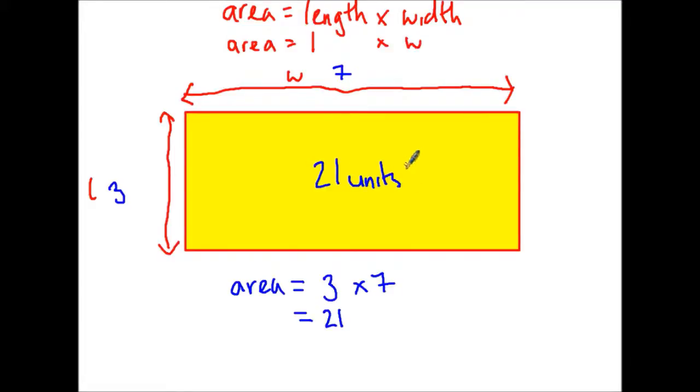As we haven't been given units, I'm simply going to write units. And if we remember back to when we counted squares, it's going to be units squared. So no matter what number I choose, I can replace the L and W. And whatever unit it is, I simply write it at the end and make it squared.